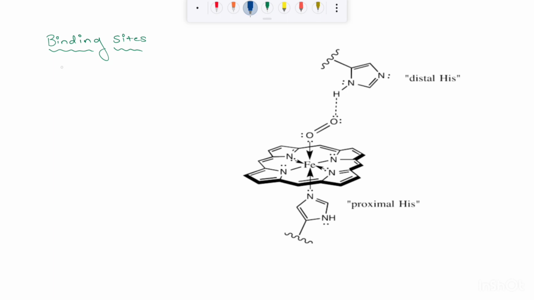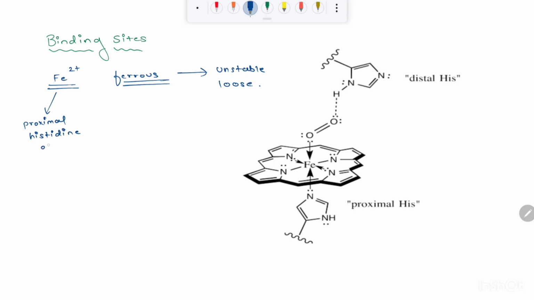Now we will study the binding site of iron. The iron present in the heme is of ferrous form, that is Fe2+, and we call this the ferrous form. This is an unstable form of iron, also called the loose form. For this iron we have to fulfill 6 valencies. So see, iron will form one bond with the proximal histidine residue of the nearby globin chain. This bond will stabilize the heme position at the center of the hemoglobin molecule.